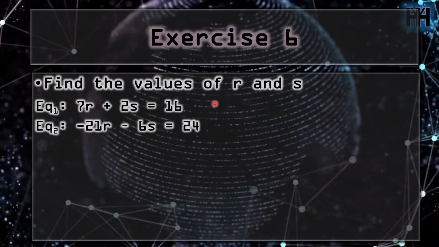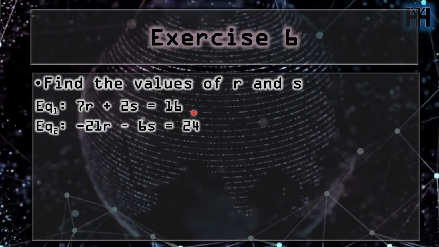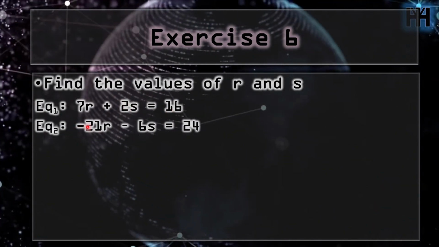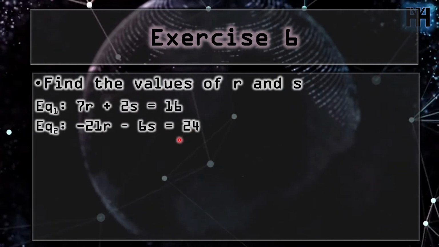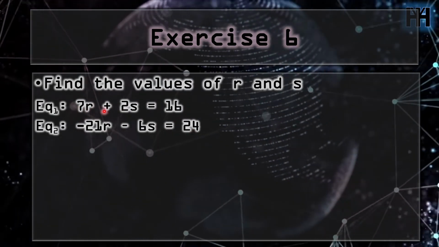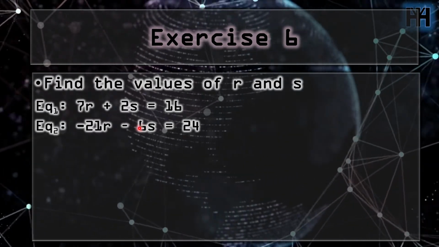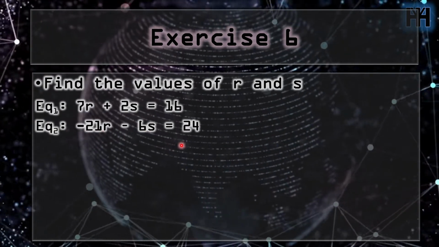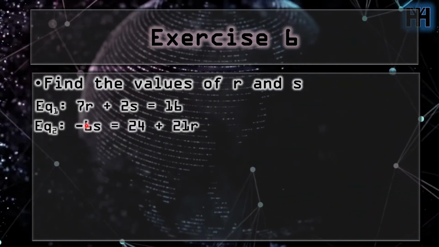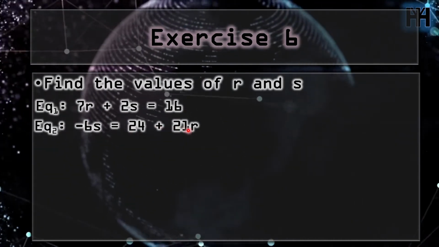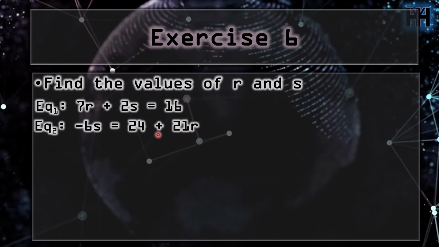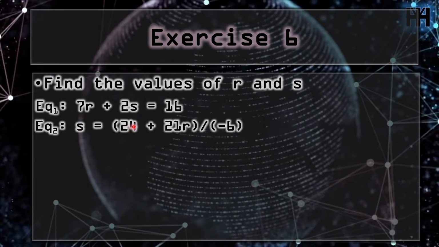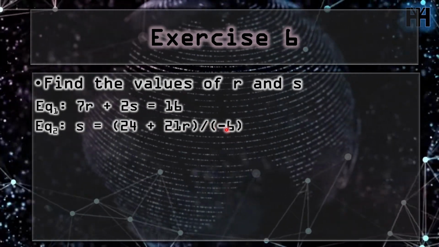Okay. Exercise 6. Find the value of r and s. Okay, we have here 7r plus 2s equals 16, and -21r minus 6s equal 24. Okay, let's see here what we can choose. I think we can use the s here, so we can remove the r, we can send it to the other side, but it will be negative, so -6s equals 24 plus 21r. So you multiply them both by -1, or send -6 by dividing to the other side. So you have s equal 24 plus 21r, both are divided by -6.